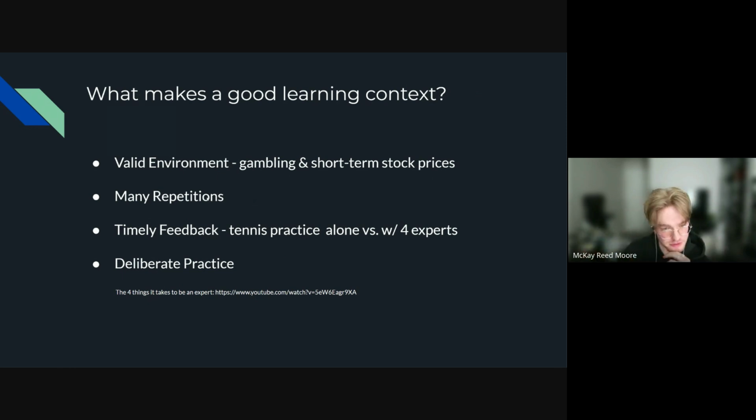Another important thing for learning, and this is going to come as no surprise to you guys, is many repetitions and deliberate practice on the thing. If I'd like to get better at something or some ability, it's important that I practice that thing a lot, and I'm very deliberate about wanting to improve on it. So no surprises there. And the last thing that I think is really important is that you get timely feedback for a learning context.